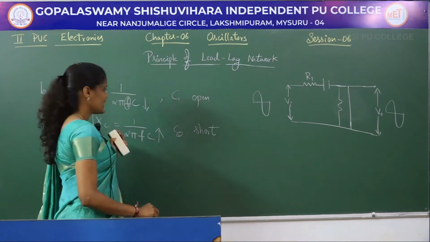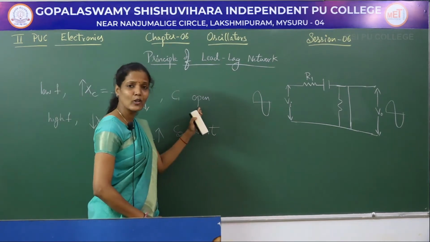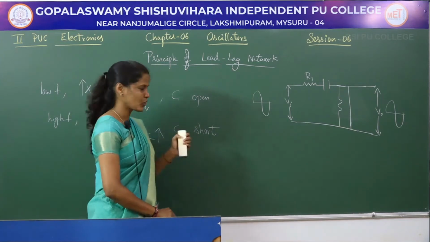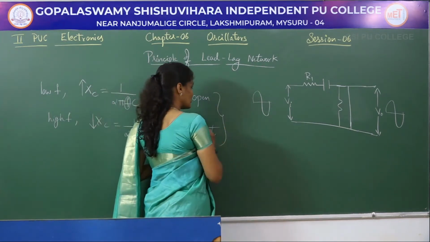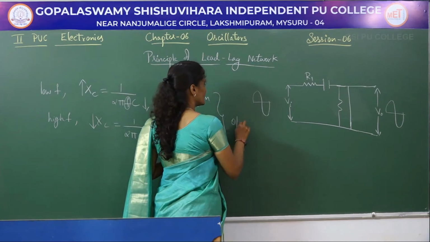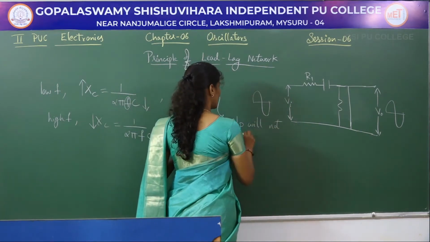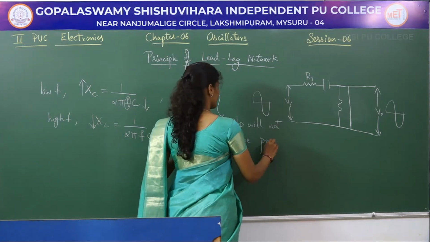For low frequency signals, C1 will act like an open circuit. For high frequency signals, C2 will act like a short circuit. So in both of these cases, output will not be produced.